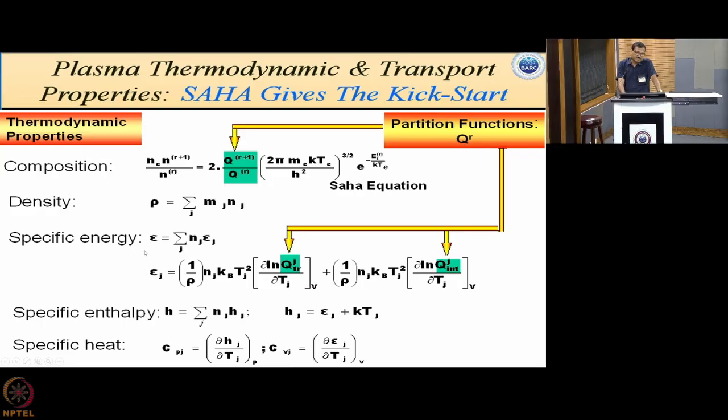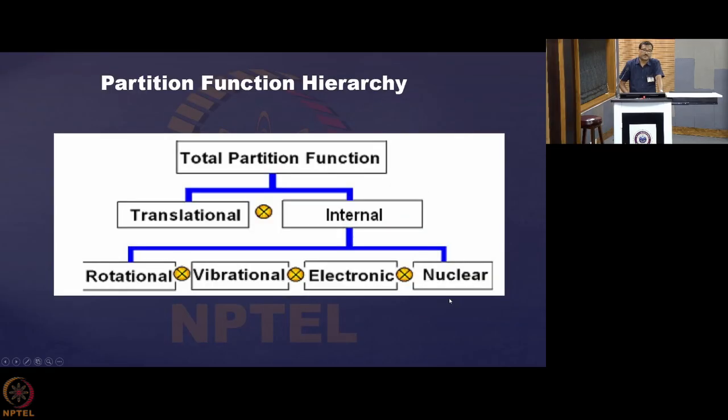Then you get the specific energy. You add up over all the species and their energy, and the energy is calculated from the partition function. So this partition function plays a very important role in calculating the composition as well as determining the specific energy of the species. Specific enthalpy is calculated from them like this, and then specific heat we get using the standard thermodynamic relationships. So once you know the composition, you can get the thermodynamic properties using the standard formalism described in this slide. The partition function, as I told you, is a very important thing to understand.